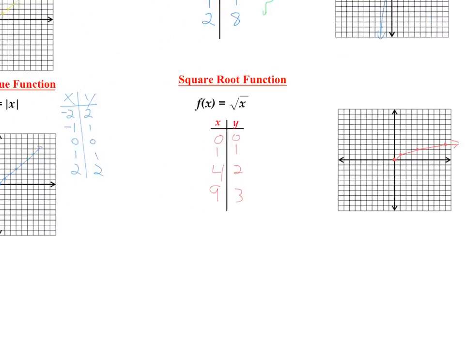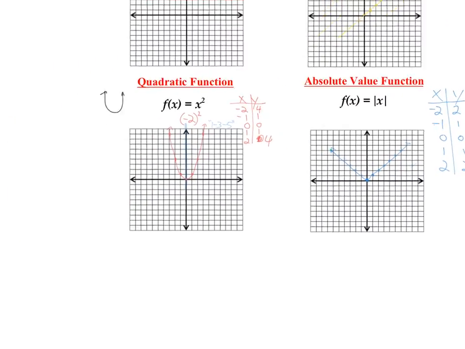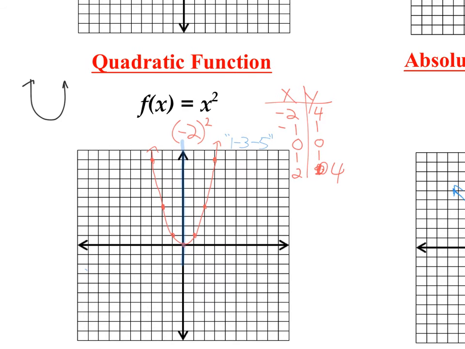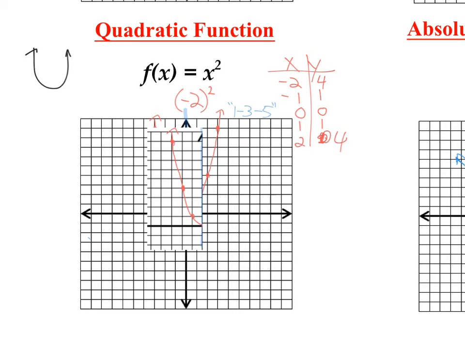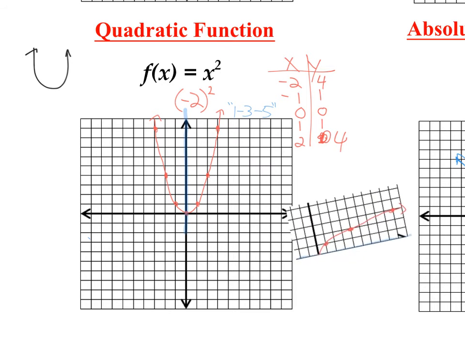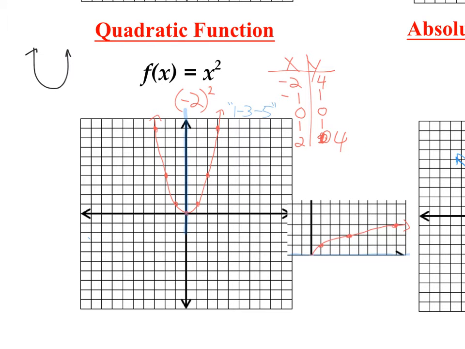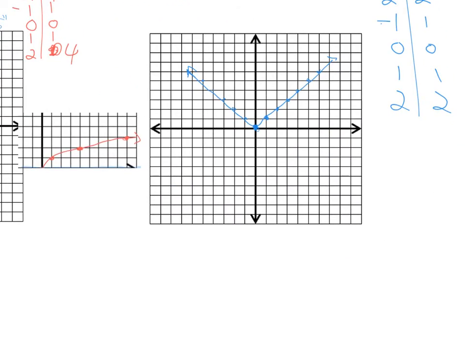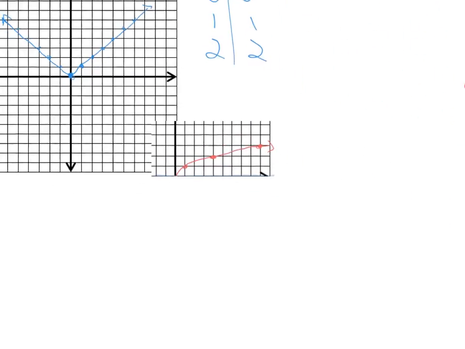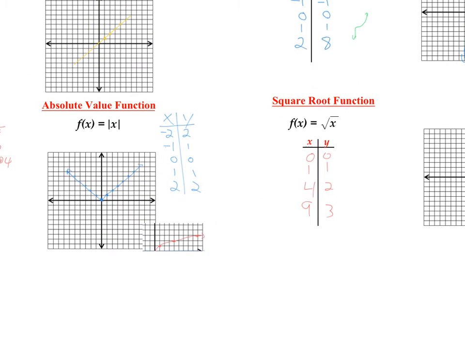You'll notice square root functions behave awfully similar to quadratic functions, but it's almost as if we took a quadratic function, let me see if I can steal a bit here, and flipped it on its side. So that's going to be the shape of our square root.